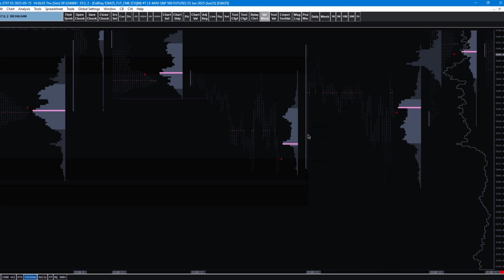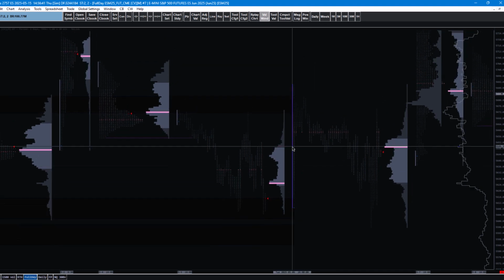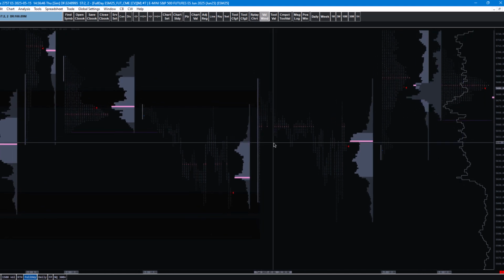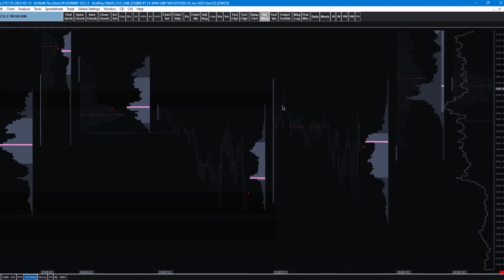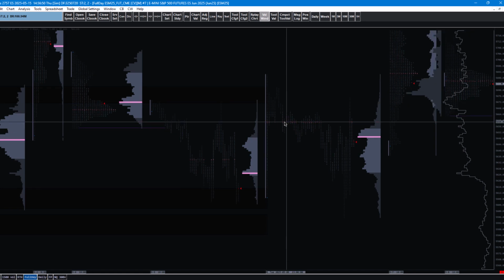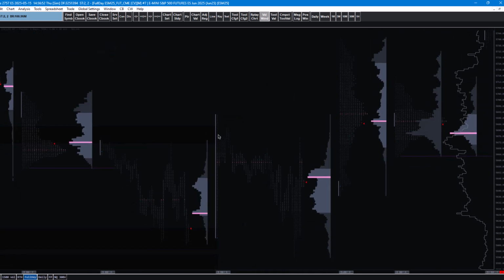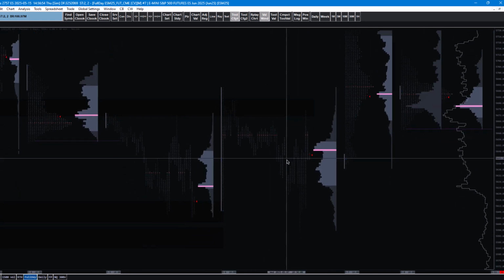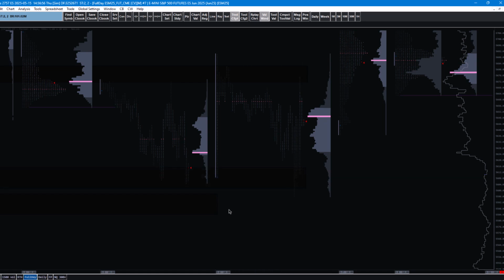Then we open at the balance area, we open again and we just shoot up. I think that was probably news, but yeah, that was just an insane open. And then we're testing the top of the balance, we reject it again. Let me drag this, drag this, drag this.